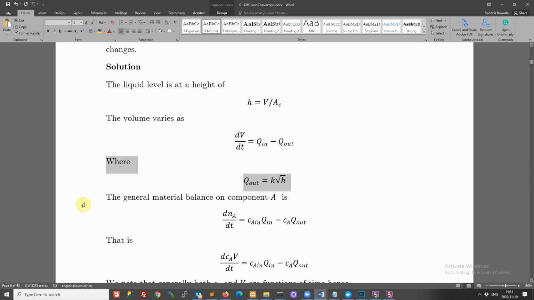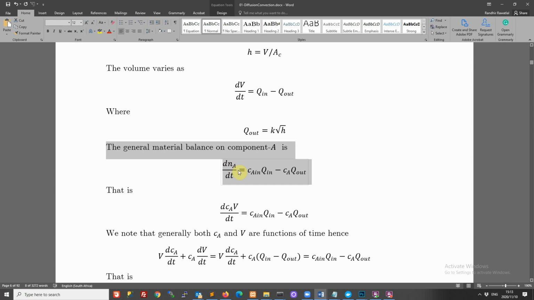Then we can write the rate of change of moles of component A in that system. So the rate of change of moles of A is simply the molar flow rate into the system minus the molar flow rate out. And now we have an expression for Q out. And we can rewrite the number of moles of A as the concentration of A in the vessel multiplied with the volume in the vessel. And we know the right-hand side is there.